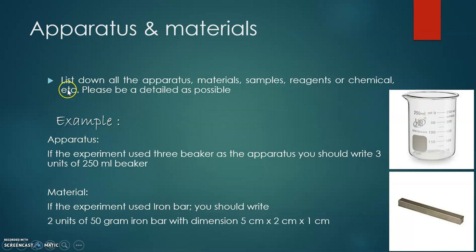For the apparatus, you should list down all the apparatus, material, sample, reagent or chemical. Okay, please be as detailed as possible. For example here, if the experiment uses 3 beakers as your apparatus, you should write 3 units of 250 mL beaker. The dimension of the beaker must also be included. Same goes for the material. If you use an iron bar, you should write 2 units of 50 gram iron bar with dimension 5 cm times 2 cm times 1 cm.